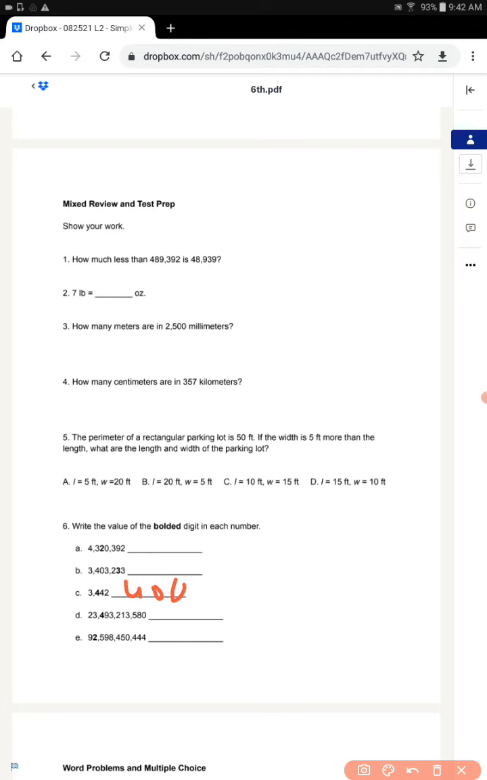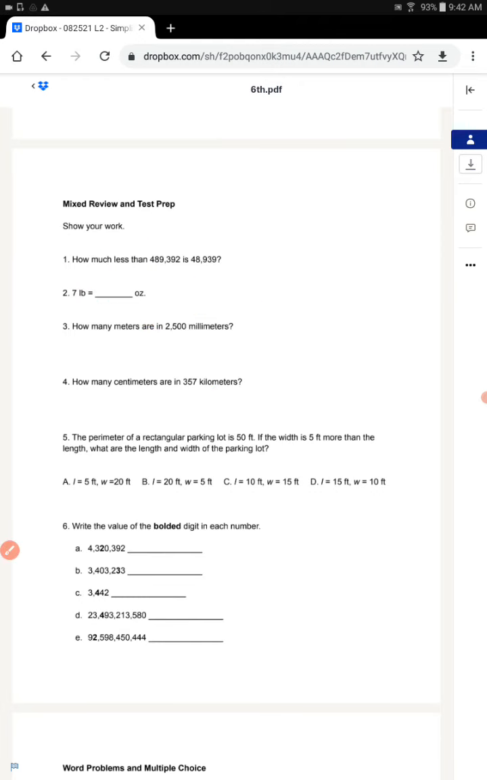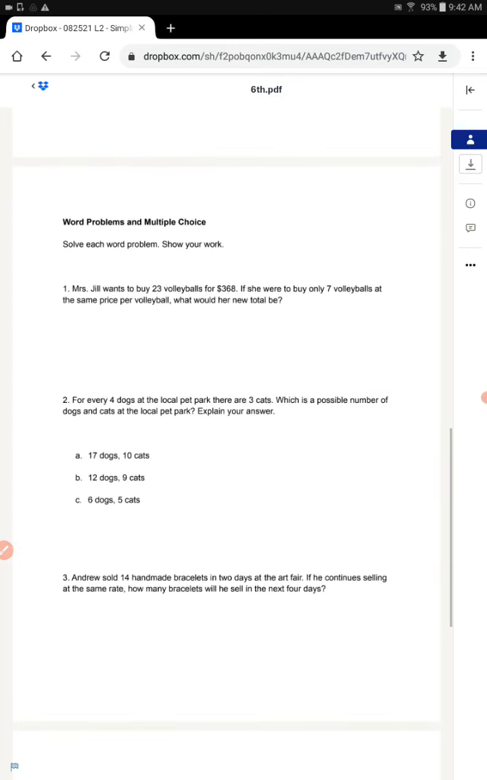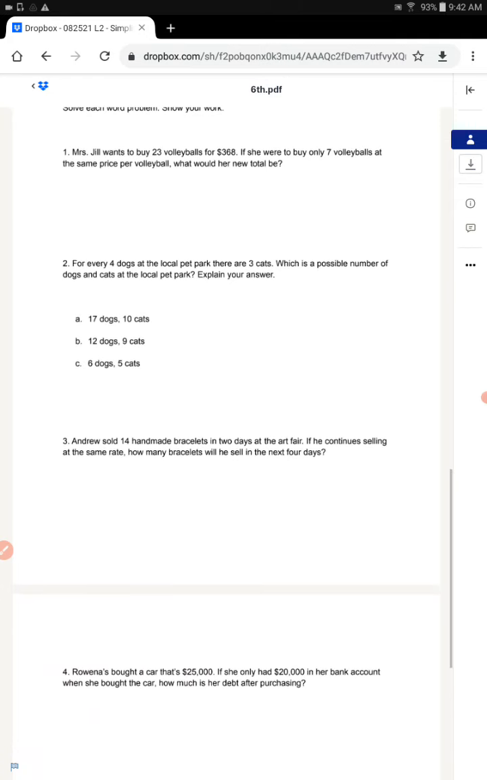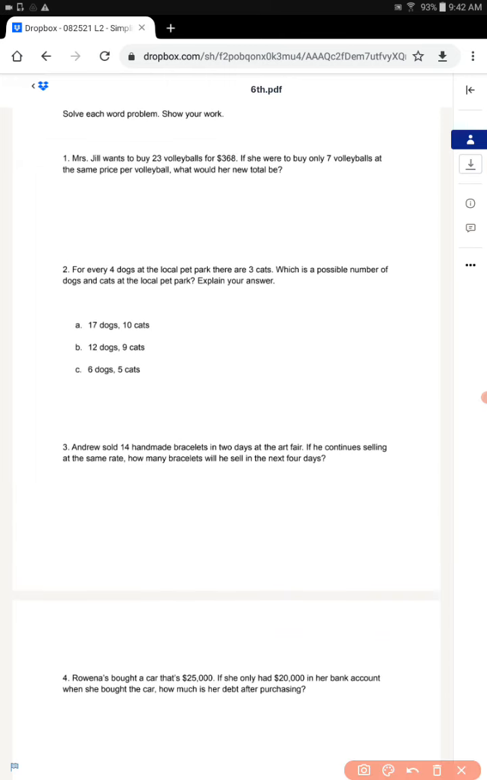Another way to do this would be to, since it's just asking for this, we can just cross all this out and turn them into zeros. So you're just left with 400. So following my example, you can just pretty easily solve the rest of them. And now we're moving on to word problems. So let's start with number 1.